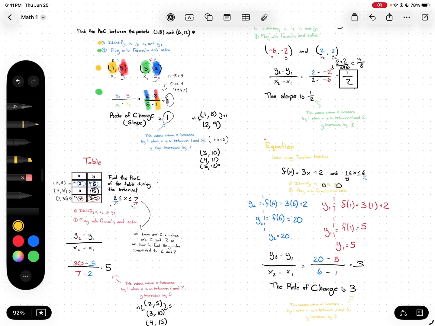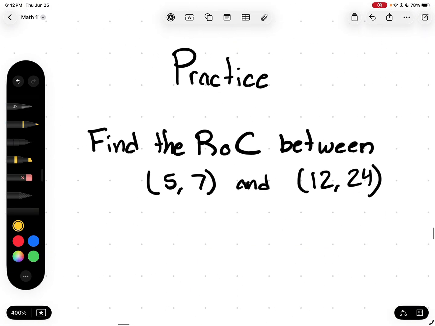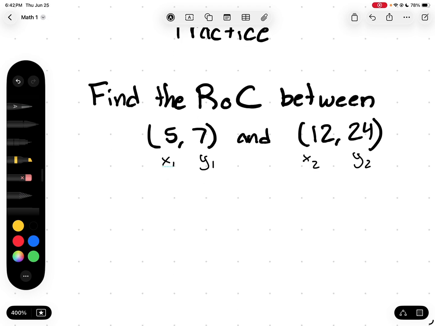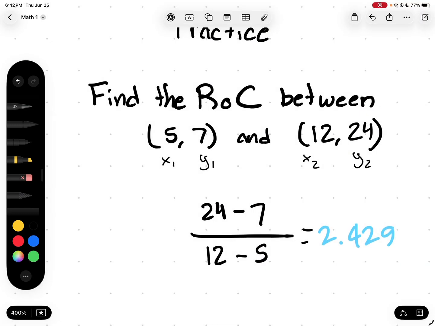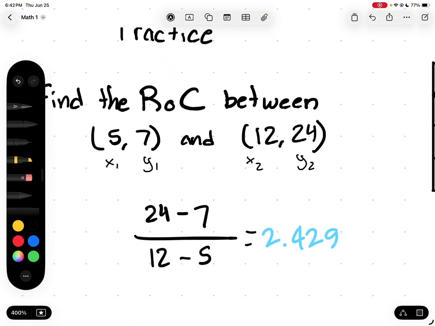Now let's go ahead and do some practice. Find the rate of change between these two numbers. First, we have to identify x1, y1, x2, and y2. So let's just go from left to right: x1, y1, x2, y2. Then we set up our formula. Our formula is y2 minus y1 divided by x2 minus x1. 24 minus 7 divided by 12 minus 5 is this big number. Which means that whenever x increases by 1 between 5 and 12, y will increase by 2.429.